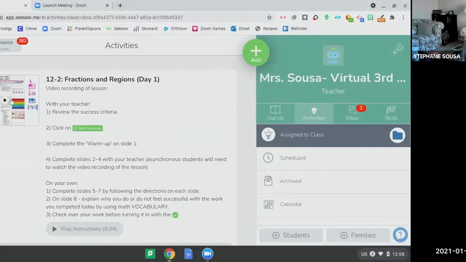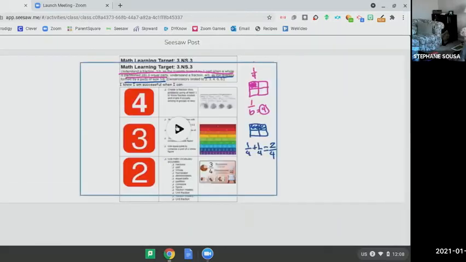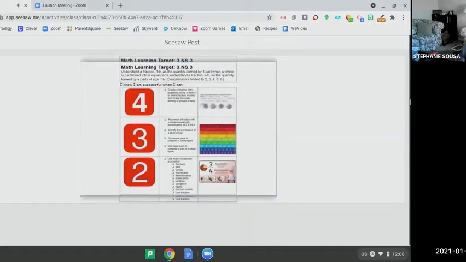Here is your success criteria, and we will be working through these together by clicking the add response. For now, please listen to your success criteria. Today we're going to be working on math learning target 3 and S3. It sounds like a lot, but it's actually quite simple.